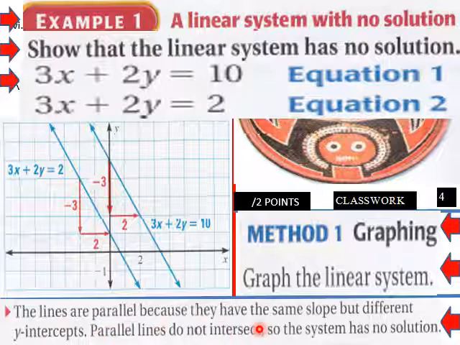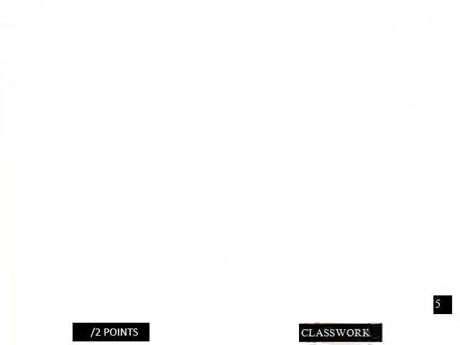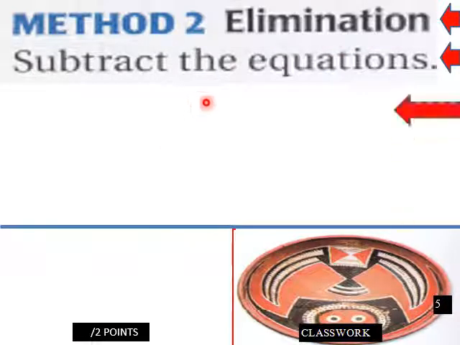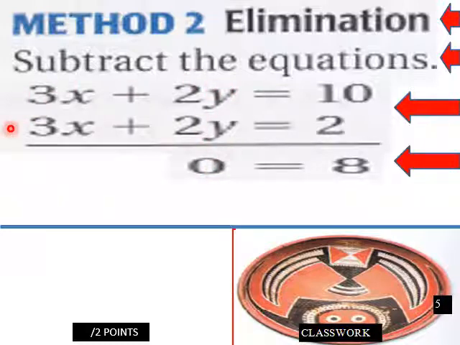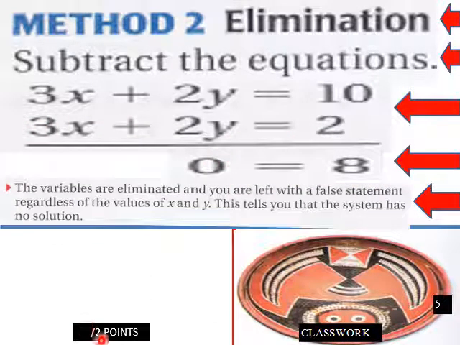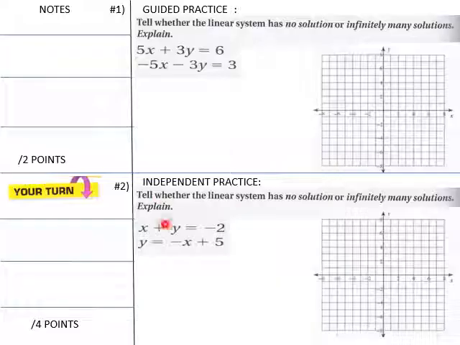The lines are parallel because they have the same slope but different y-intercepts. Parallel lines do not intersect, so the system has no solution. Elimination, subtract the equations. We're going to use an elimination method here. 0 equals 8, so we just negate the bottom one here. This is negative, negative, and negative, so we have 0 equals 8. The variables are eliminated, and you are left with a false statement regardless of the values of x and y. This tells you the system has no solution, meaning the lines are parallel.